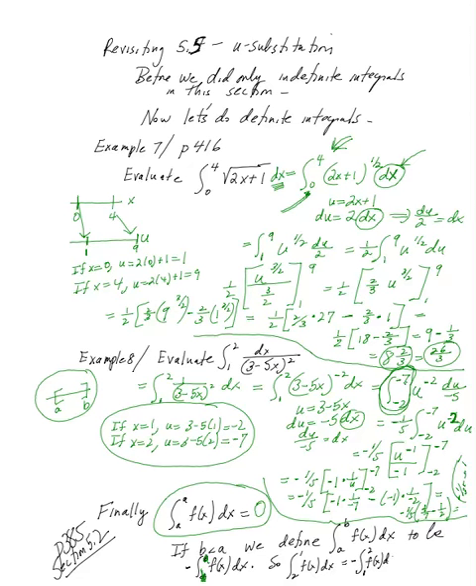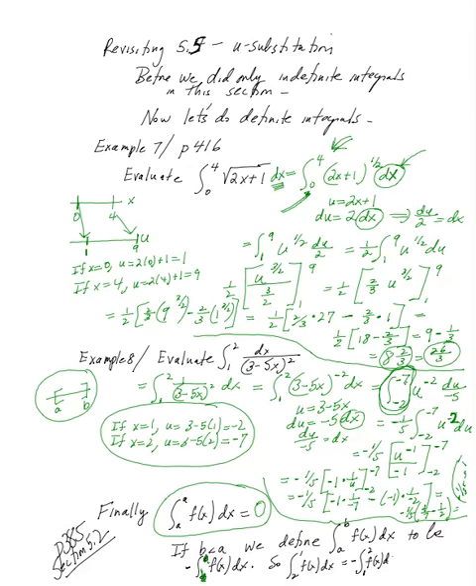So let's revisit section 5.5. 5.5 was about u-substitution to undo chain rule. If you differentiate a composite function, you use chain rule. To undo that, to anti-differentiate, if you've used chain rule to differentiate, you use something called u-substitution.